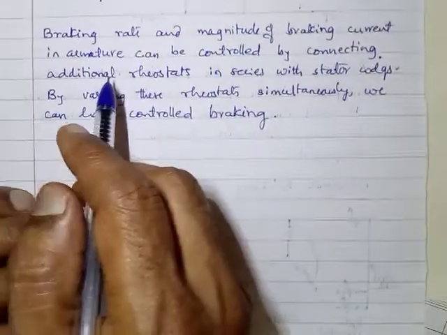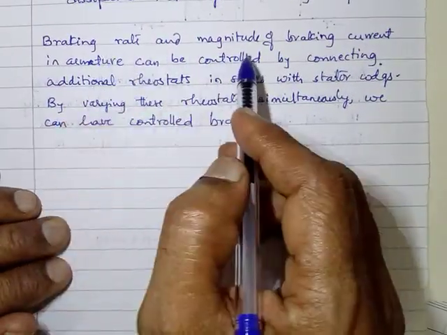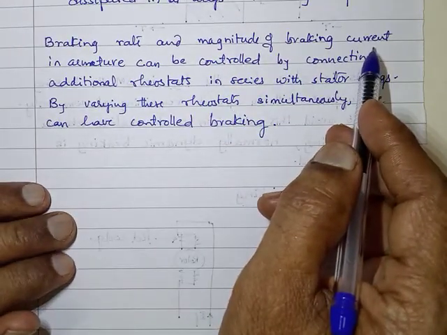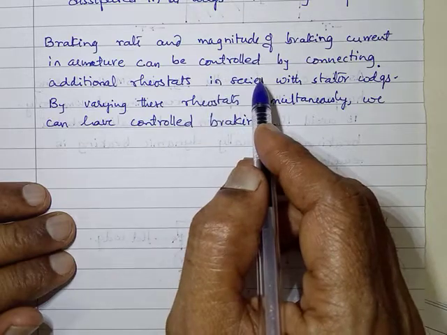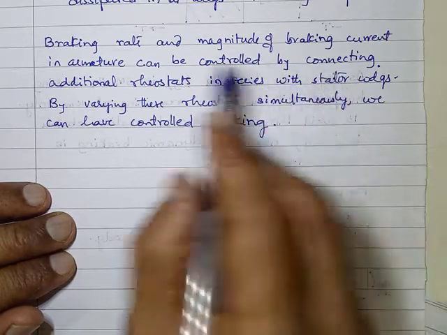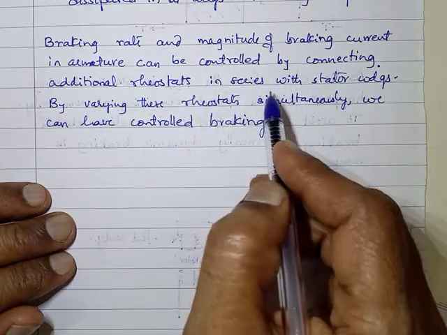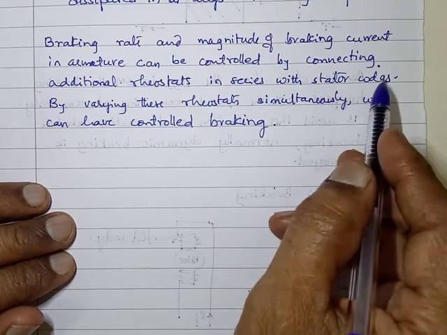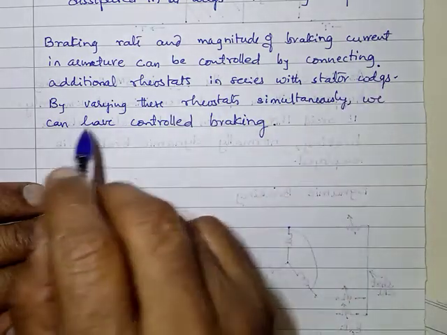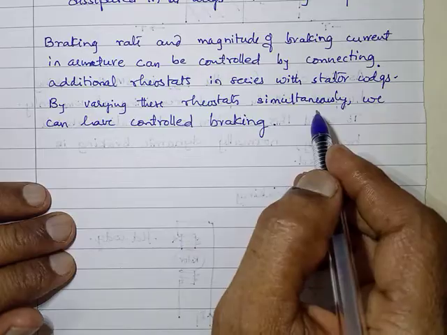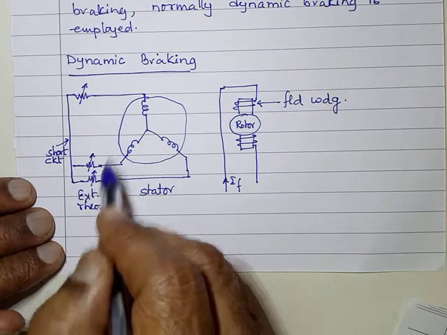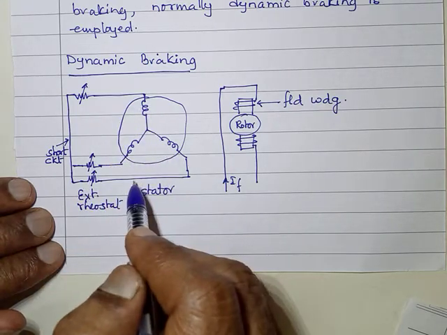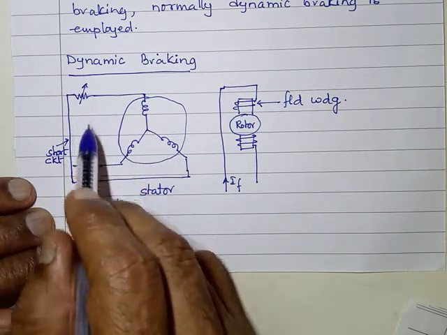So the braking rate and magnitude of braking current, nothing but the current in the armature, can be controlled by connecting additional rheostats in series with stator windings. By varying these rheostats simultaneously, that's very important. These rheostats, there are three, corresponding to three phases. They are to be varied simultaneously.